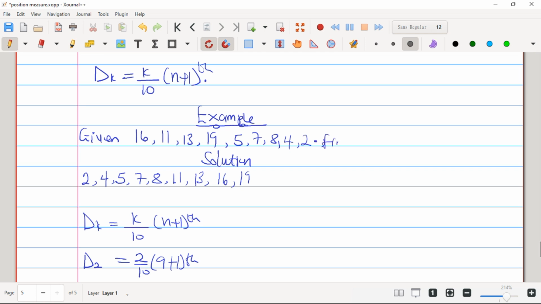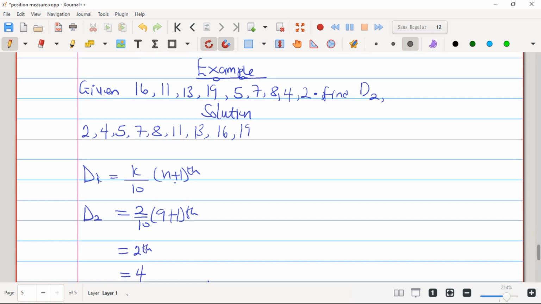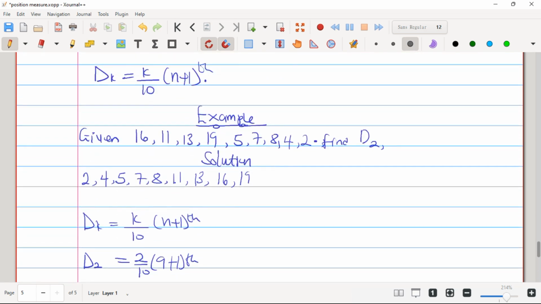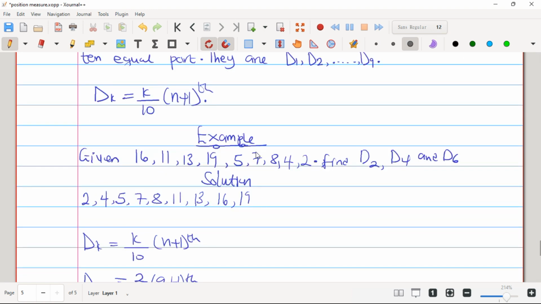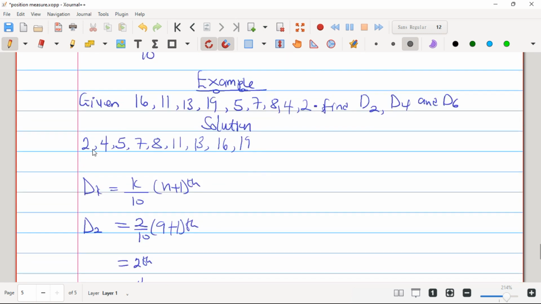You have to find D2, D4 and what? D6. D2, D4 and D6, right? So first you have to arrange the whole of this raw data in order. We have 2, 4, 5, 7, 8, 11, 13, 16, and what? 19. Then we know that D subscript K is equal to K divided by 10 times n plus 1 position, right?